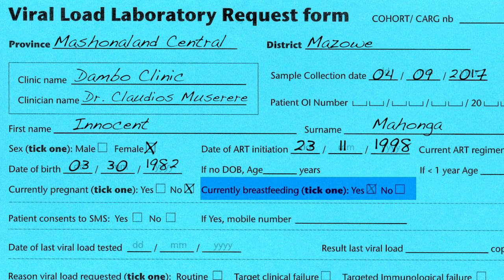Tick the yes box if the patient is currently breastfeeding. Tick the no box if the patient isn't breastfeeding. Don't tick both boxes.